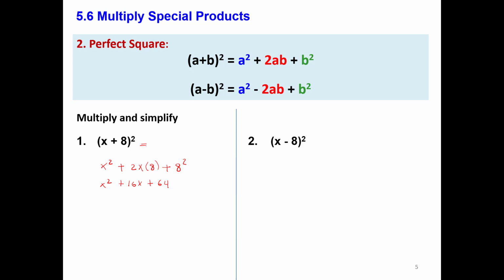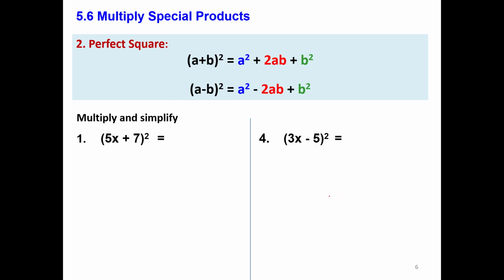Now let's apply the same rule for the second problem. We have a perfect square, but this is negative. Then we need to square the first term. We know it's negative, so the negative sign must be here. Twice the first term times the second. The second sign is always positive. Square of the second term. And we had x squared, negative 2 times a will be 16x. A to the second power is 64. And this is the answer.